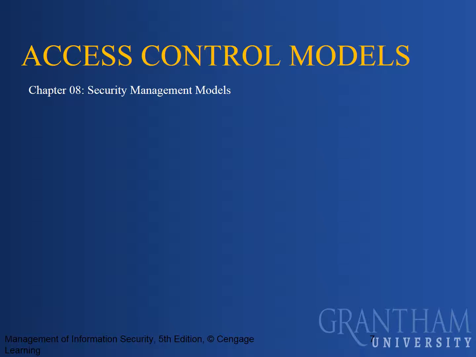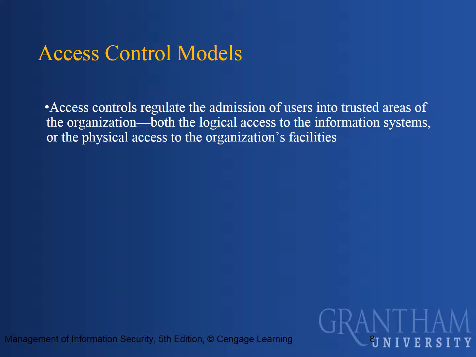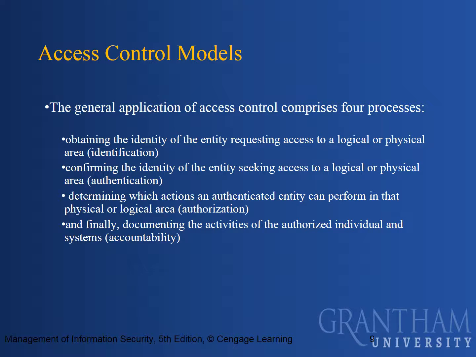Access control models. Access control is maintained by means of a collection of policies, programs to carry out those policies, and technologies that enforce policies. The general application of access control comprises 4 processes: identification, authentication, authorization, and accountability. Think about last week. We spoke about these and went over each individually.